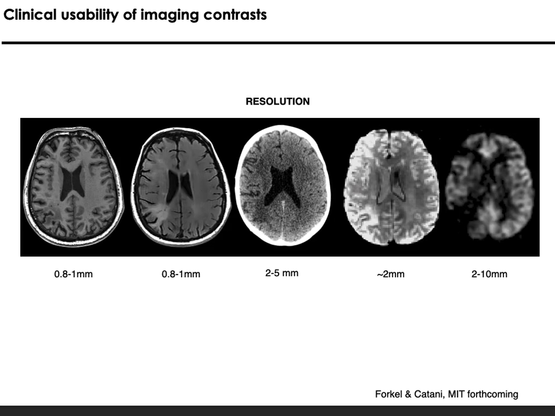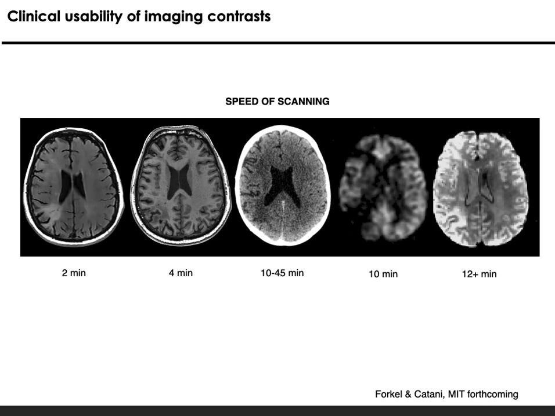If we do another reshuffle, this time based on the anatomical information that the different modalities provide, we can see that in terms of the structural resolution, a T1 image is the preferred contrast because it has the most anatomical information that we can possibly get, followed by a T2 based MRI contrast. And then we have the CT and the diffusion and perfusion images that are more blurry.